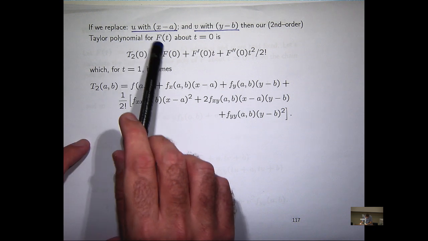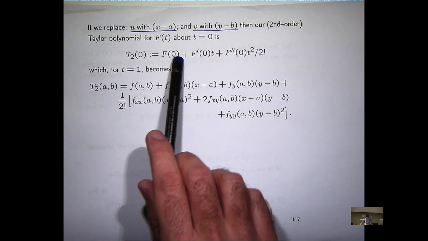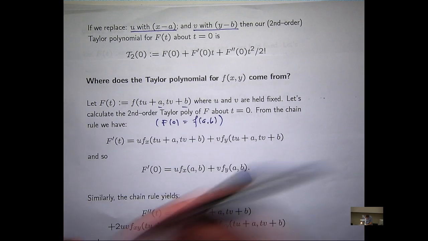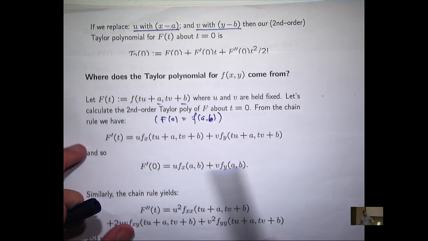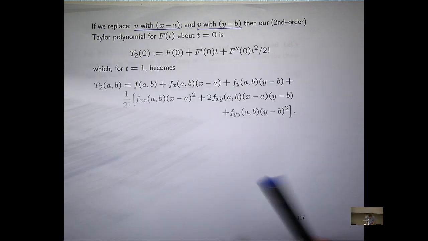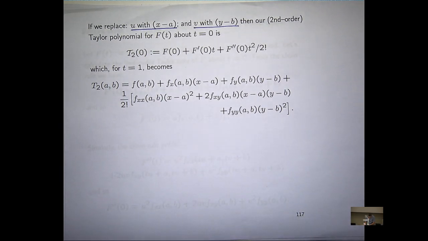So to set up our second order Taylor polynomial for big F of t about 0 is just this. So I know what this is. It's here. I know what this is. I just calculated it down here. And same down the bottom. And just replace u with that, v with that, and hey presto. You get your big, long polynomial. Okay, so that's where it comes from.